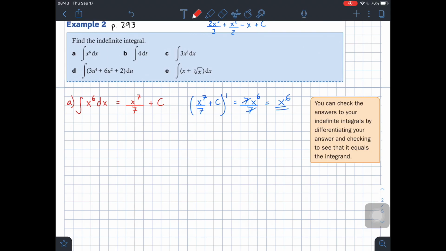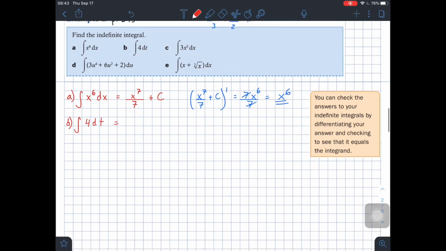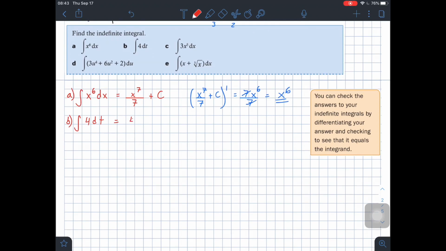Let's move on to part B. Part B says the integral of 4 dt. Now we're integrating with respect to a variable t. That means that the variable that needs to appear is a t instead of being an x, right? So I need to integrate 4. If I want to integrate 4, it's just 4t, right?